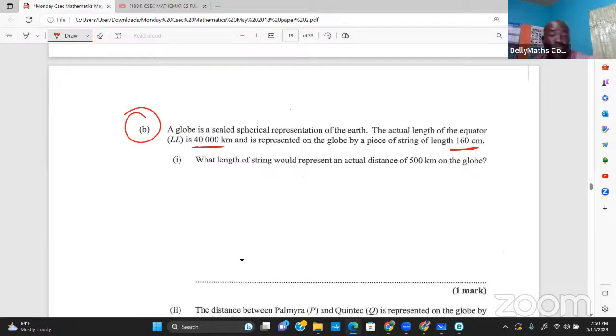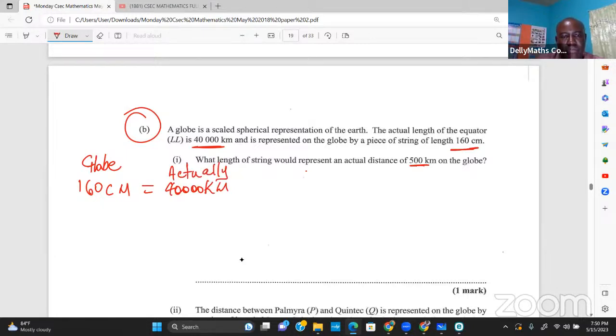Oh, all right. So we're dealing with the globe, using a string on the little globe and what it really means in reality. The question says, what length of string would represent an actual distance of 500 kilometers on the globe? I would want to scale this down first, right? I would say 160 centimeters from my globe is equal to 40,000 kilometers actual. Let's use actual, no adjective.